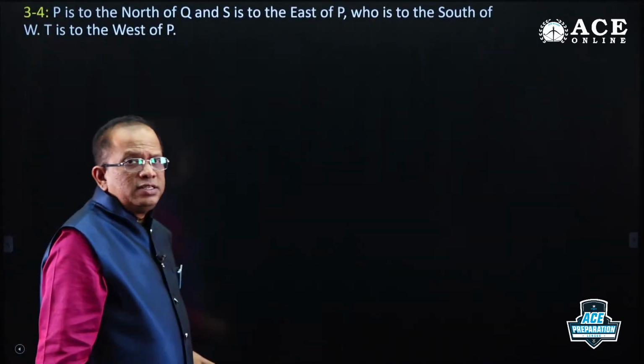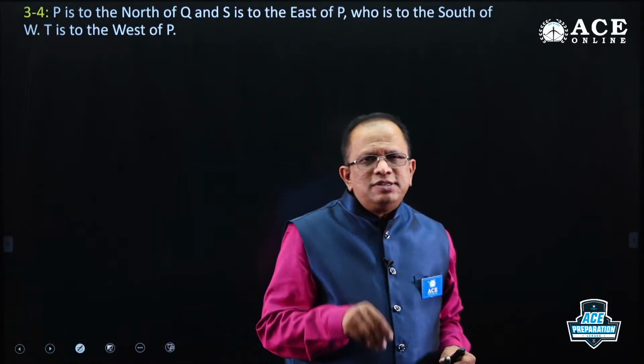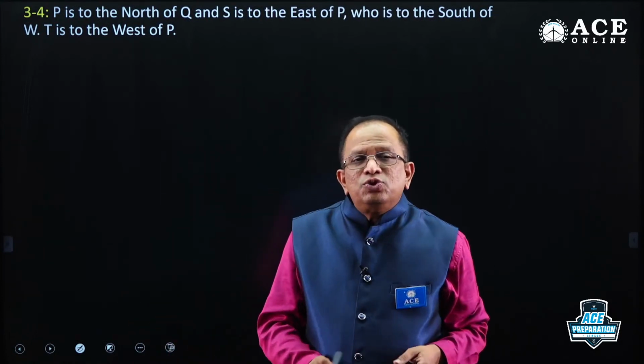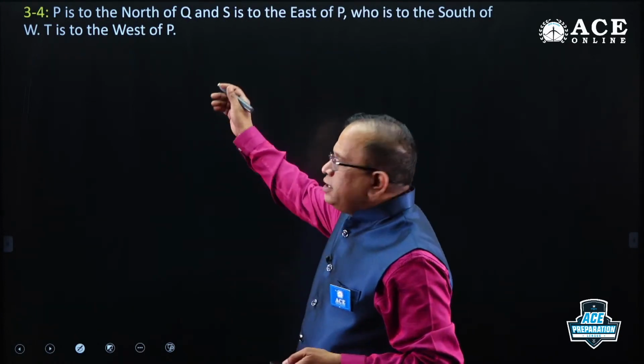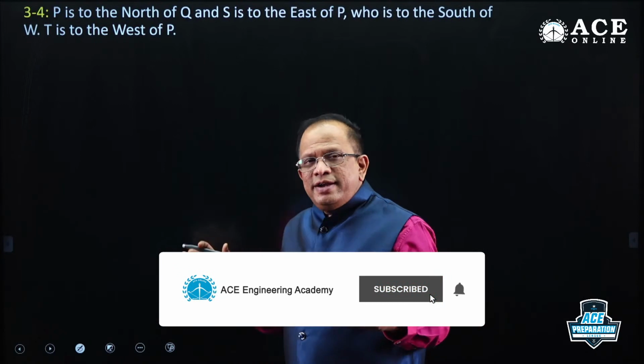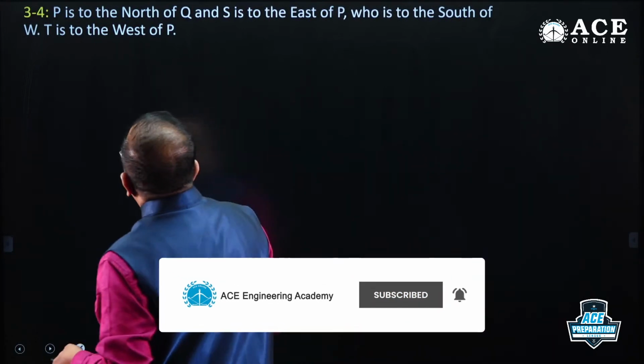3, 4. What does it mean? It is a group question. How many questions are there? 2 questions are there. That means, thank you, paper setter. Why? With one diagram, you can solve 2 questions. Okay, first, let us finish up the data, represent it in the diagram, then we go to the questions.